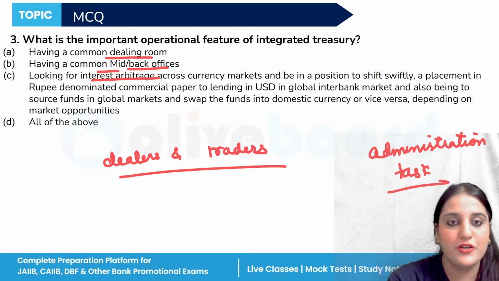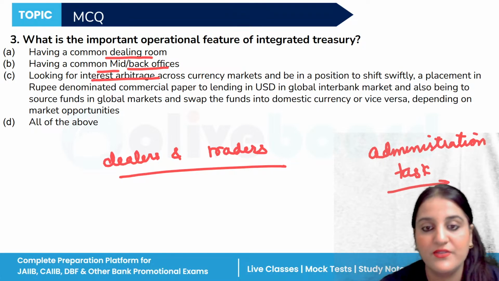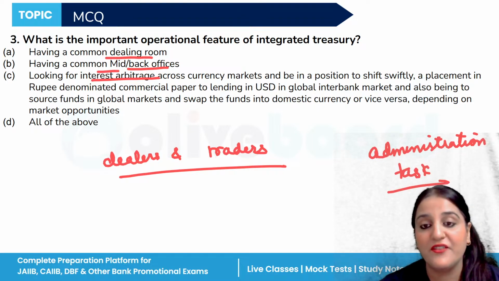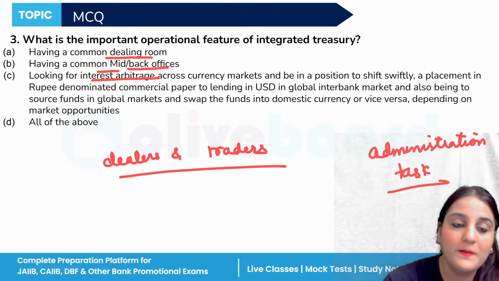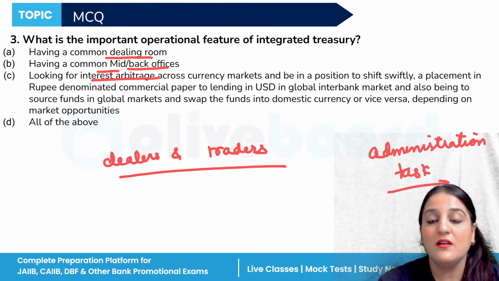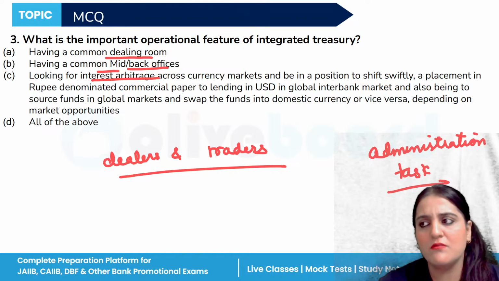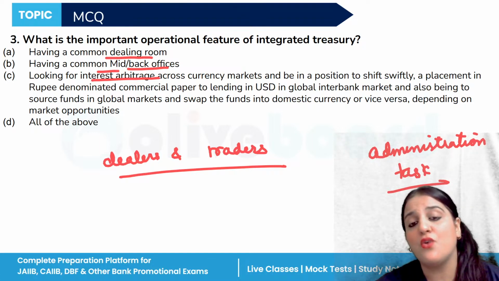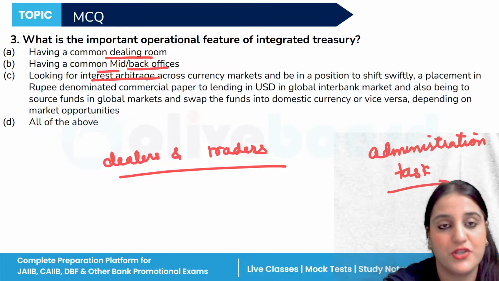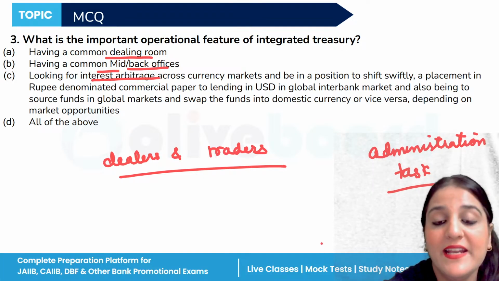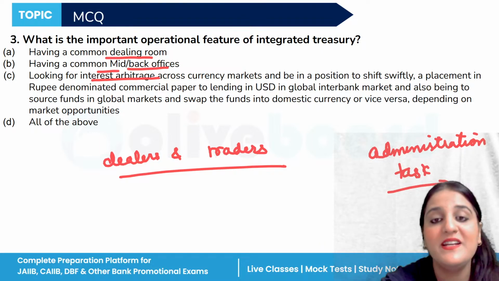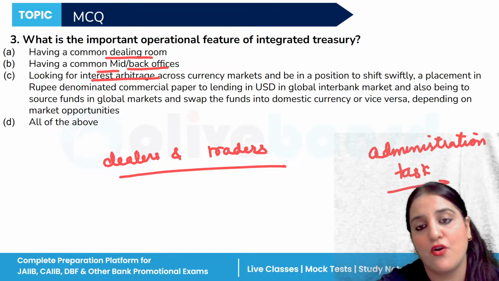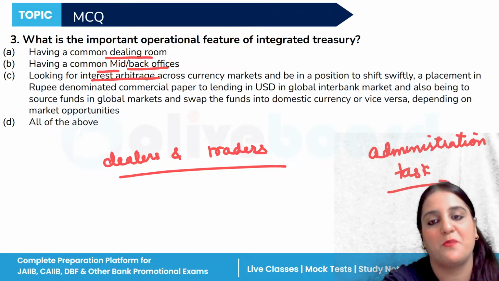investments from rupee denominated commercials to US dollars in the global interbank. It identifies the better returns. It can also source funds globally and swap them into the domestic currency, or vice versa, which depends on the market conditions and the opportunities. In summary, we can say that an integrated treasury basically relies on the combination of having a common dealing room and the ability to swiftly move funds across markets to capture the arbitrage opportunities.